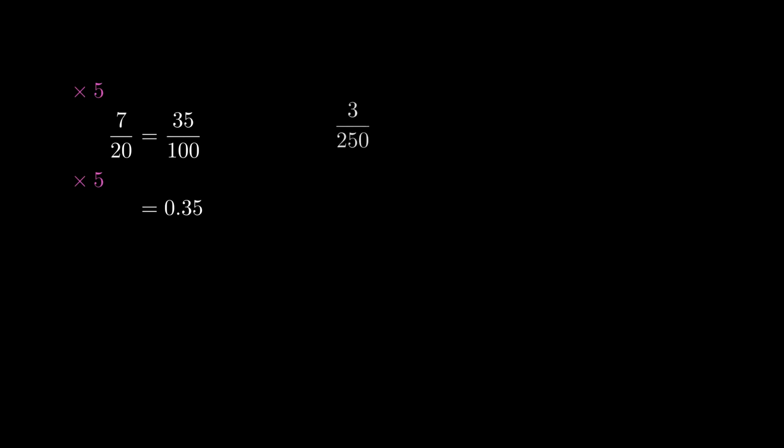Likewise, for 3 over 250, we can convert the 250 to 1,000 if we multiply by 4. So let's multiply top and bottom by 4. On top, 3 times 4 becomes 12, and the bottom becomes, well, 1,000, right? As a decimal then, we need to put 12 in the thousandths position.